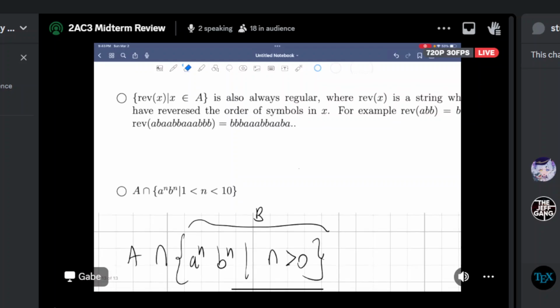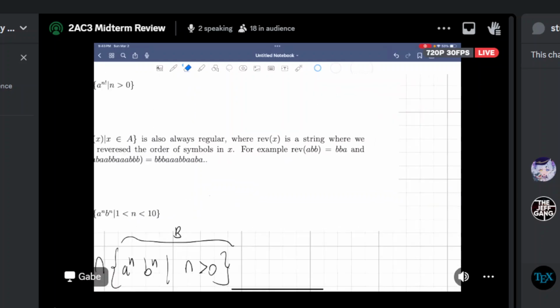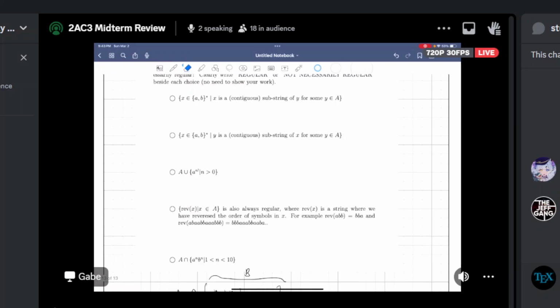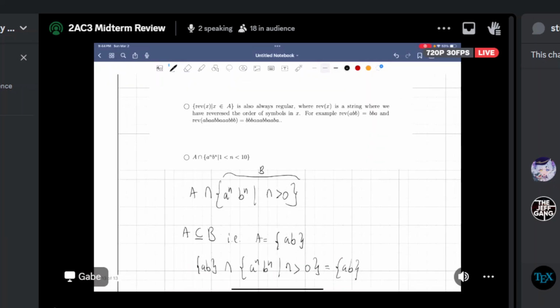That was the point, which I like. Good question though, because we're asking, is it always regular, or is there the possibility that, depending on A, it could be not regular? So at that point, the answer becomes not necessarily regular, because you have to choose A as a superset.